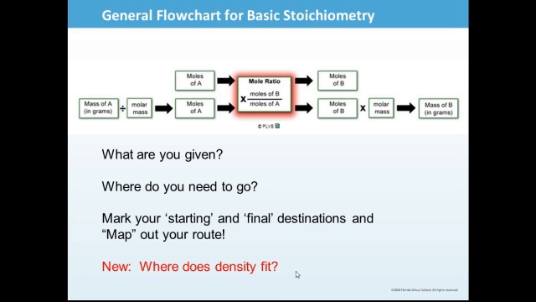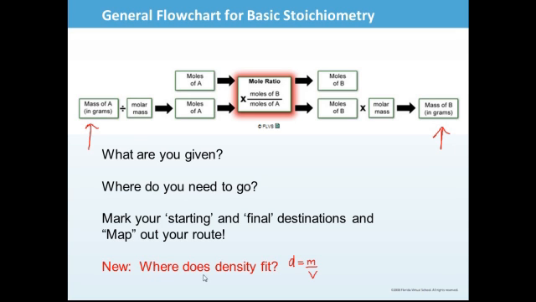For honors, we're now going to include density. So we need to think about where density will fit. Density equals mass divided by volume. Well, of these three variables, which one can be helpful with our stoichiometry flowchart? If you said mass, you are correct. Density is an extension of mass.